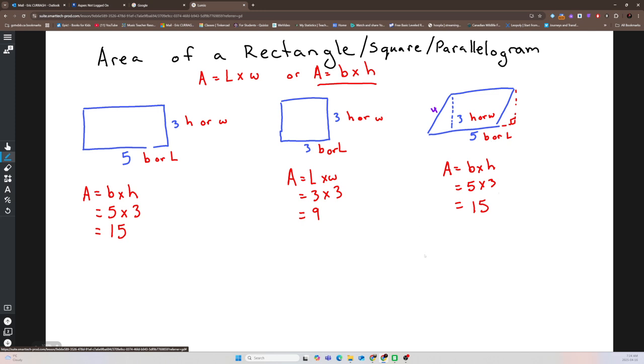So we always put our units afterwards. I didn't give any units on these particular ones, but we could go in here. Units with our little 2. And it doesn't matter what our units are, whether they're centimeters, millimeters, meters. That will not change your answer.